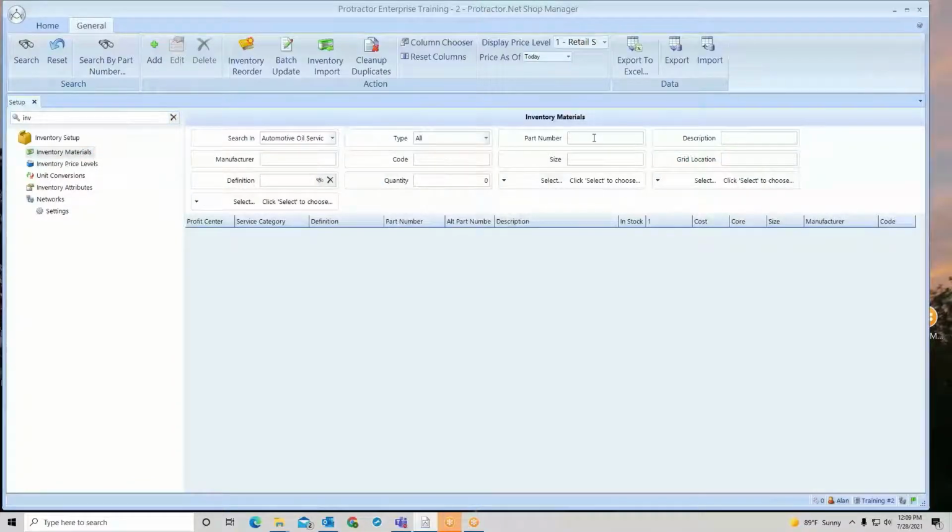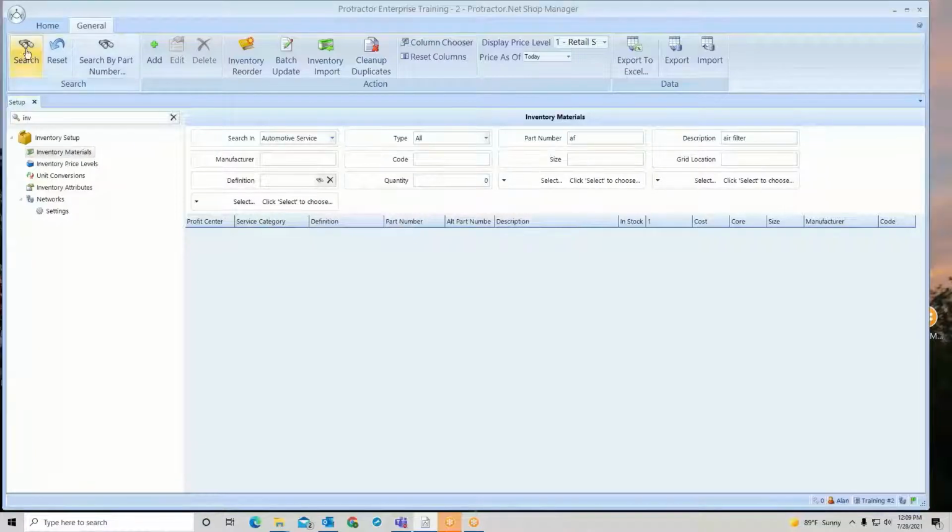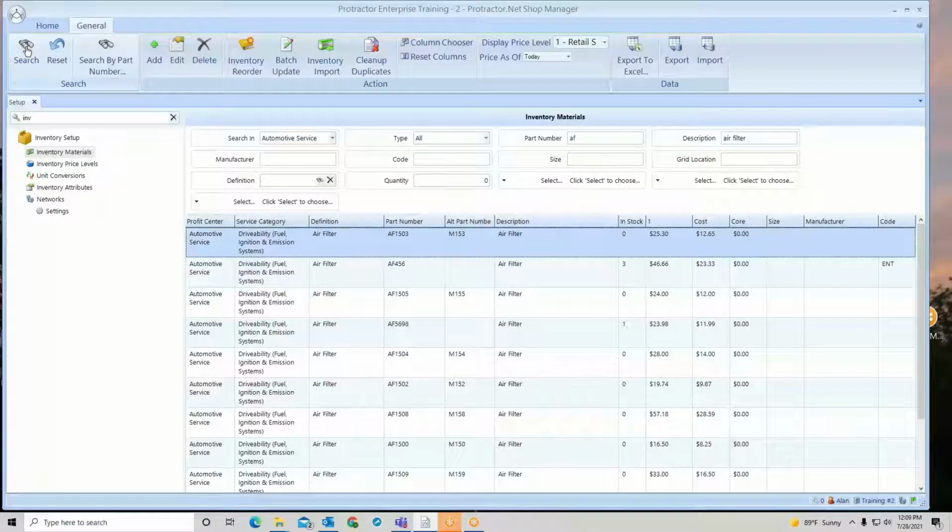And what we're going to do is look for all part numbers that have AF in them, and description is air filter. We're going to go look in our automotive service profit center. We're going to hit search. So here's the current list of all of these parts.